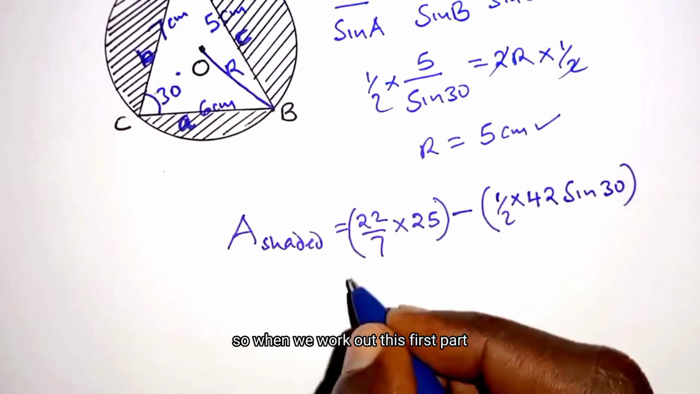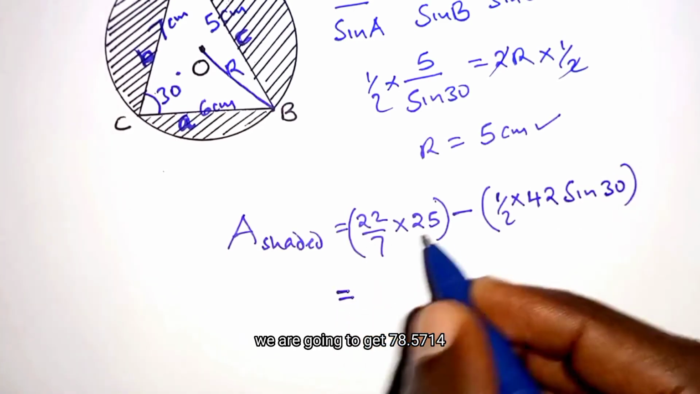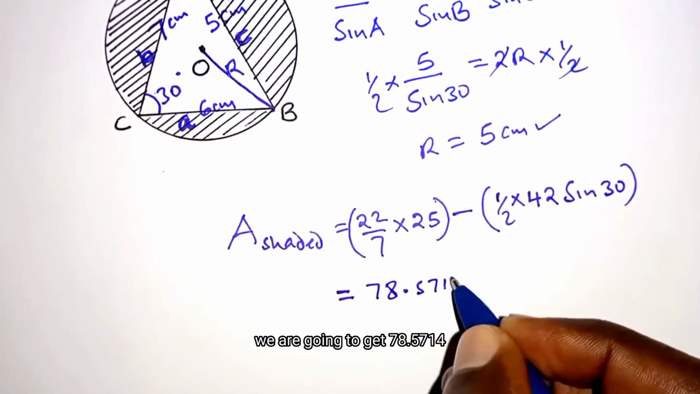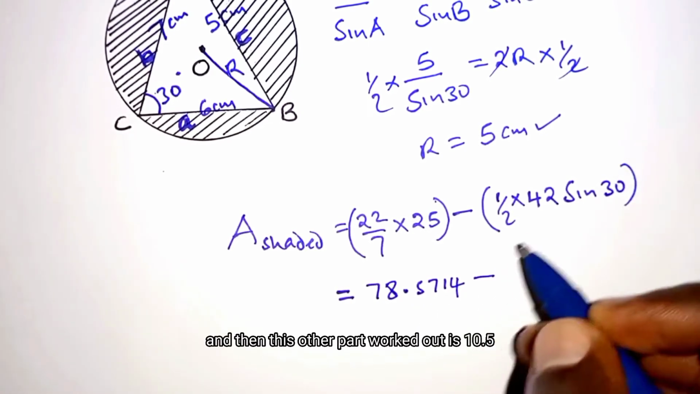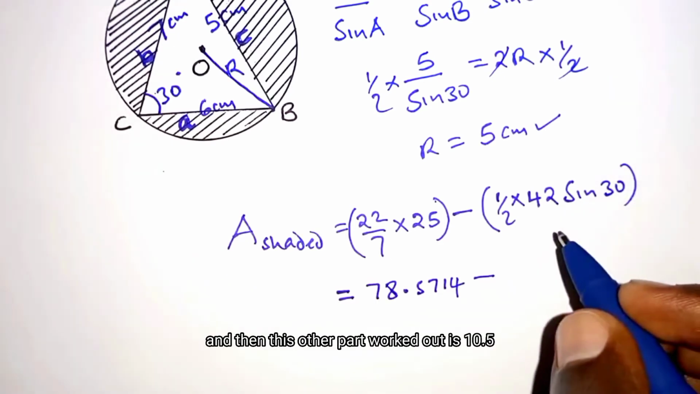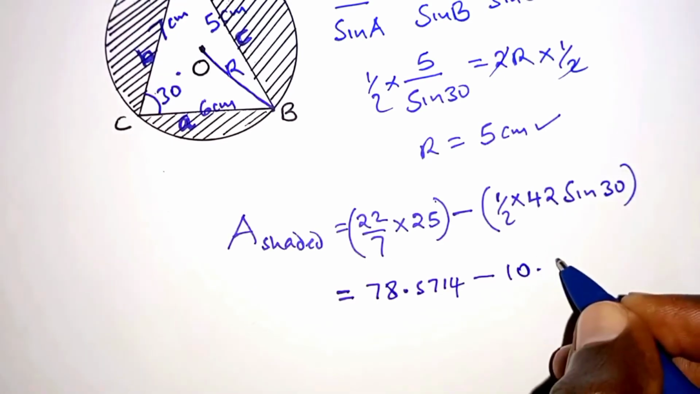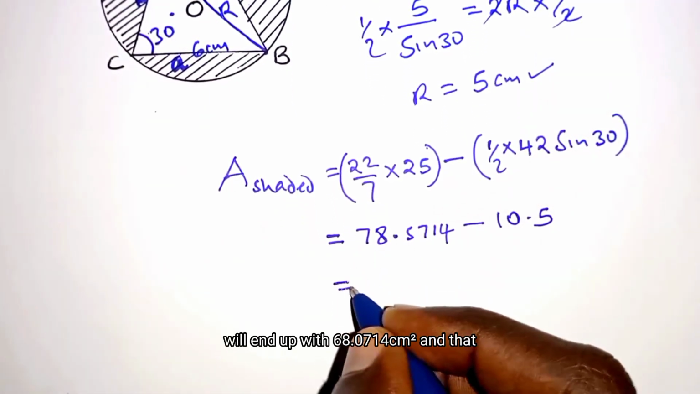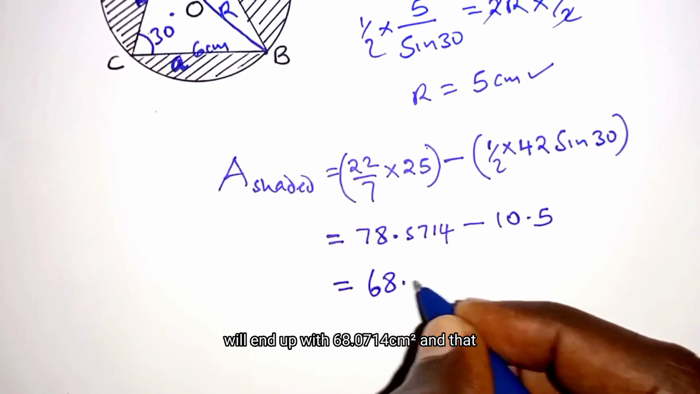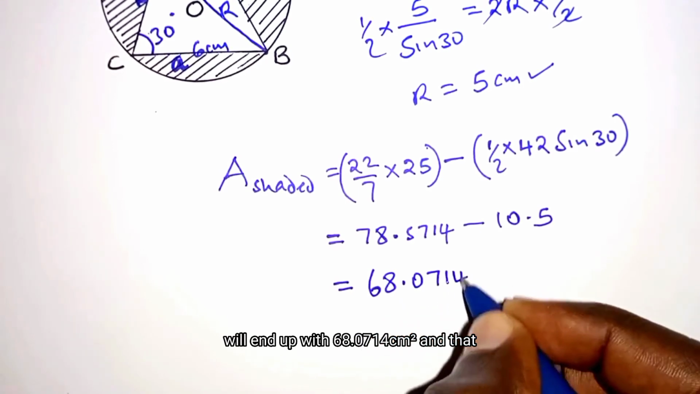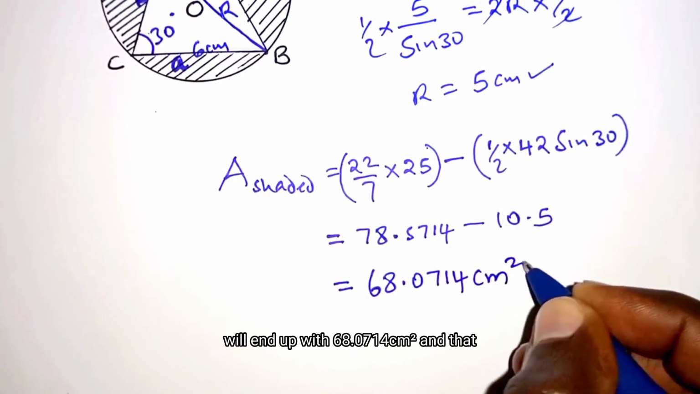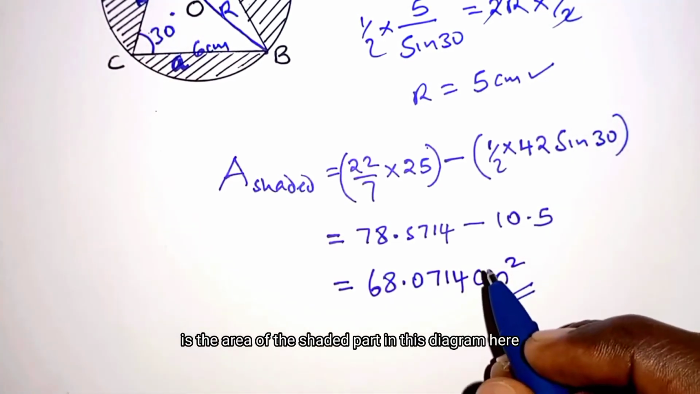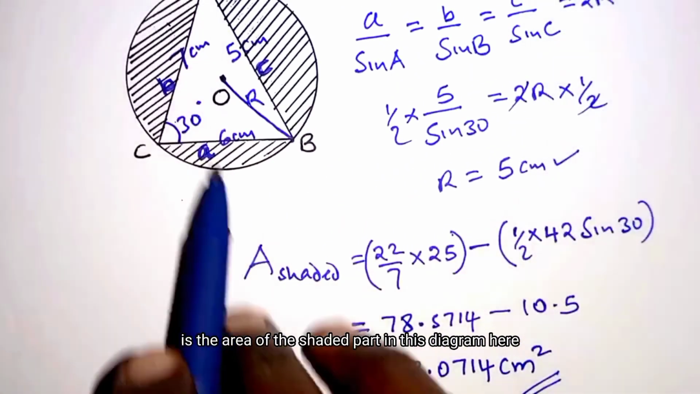So when we work out this first part, we are going to get 78.5714. And then this other part worked out is 10.5. And then getting the difference, we will end up with 68.0714 square centimeters. And that is the area of the shaded part in this diagram here.